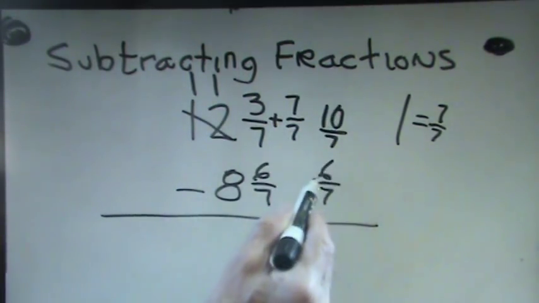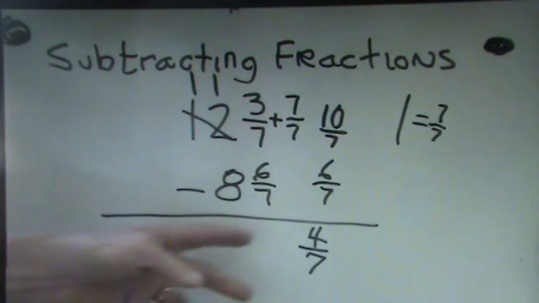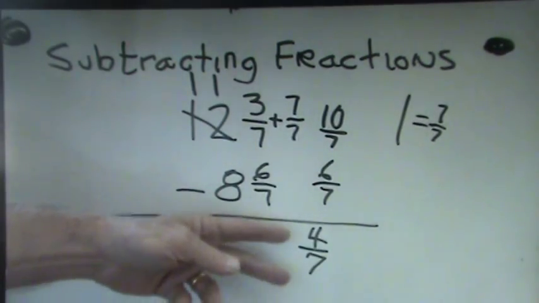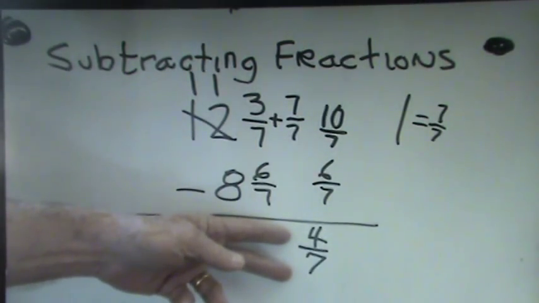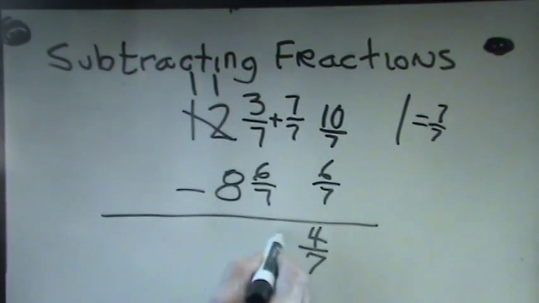10 take away 6 is 4. So I have 4/7. That's a proper fraction. It's in its lowest name, so I'm done with the fraction part. And now I go 11, take away 8 is 3.